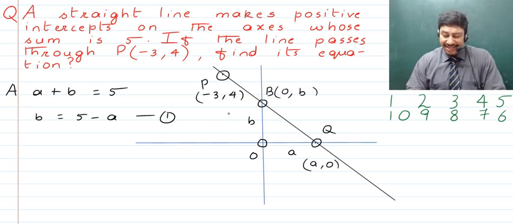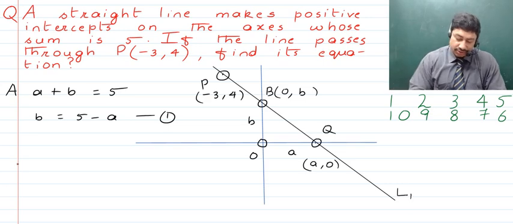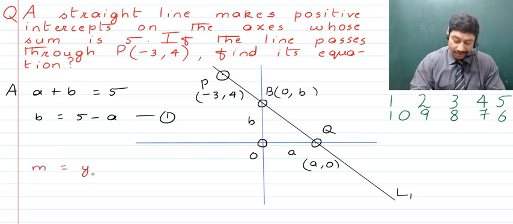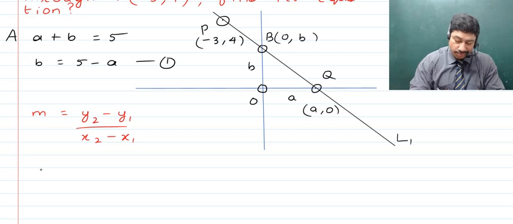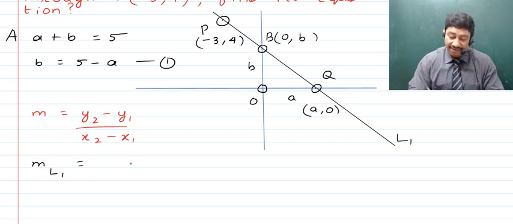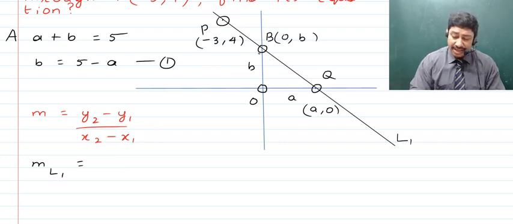Now you see that there are 3 points on this line L1. So if you require to find out the slope of the line, then you know that slope is given by y2 minus y1 divided by x2 minus x1. So if you talk about the slope of the line L1, then it can be found out by finding the slope between the points PB, BQ, or probably PQ.